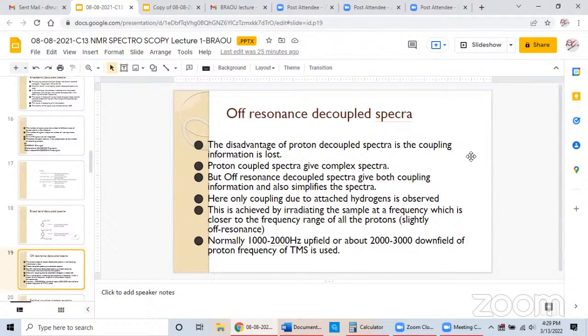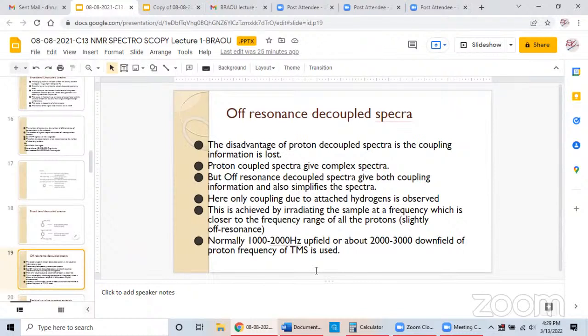See, the disadvantage of proton decoupled spectra is that the coupling information is lost. Proton coupled spectra give complex spectra. So that is the reason why we have a different kind of recording, off resonance decoupled spectra. Here, coupling information is not completely lost, but the spectrum is simplified. How is it simplified? Here, the coupling due to attached hydrogens is observed, and coupling due to other hydrogens, 2 bonds away, 3 bonds away, or 4 bonds away, longer range couplings, are not observed. How is it achieved?